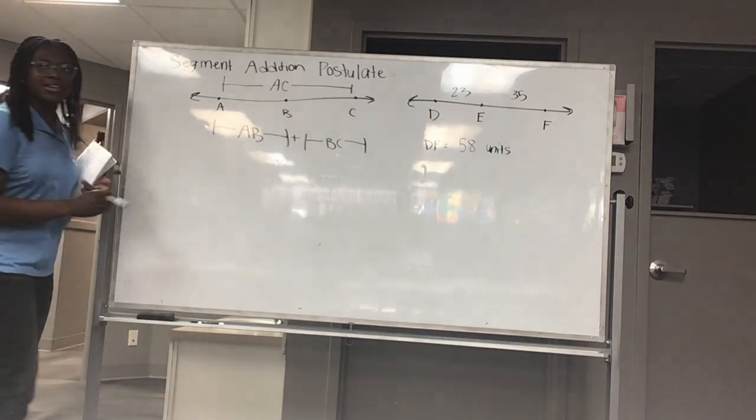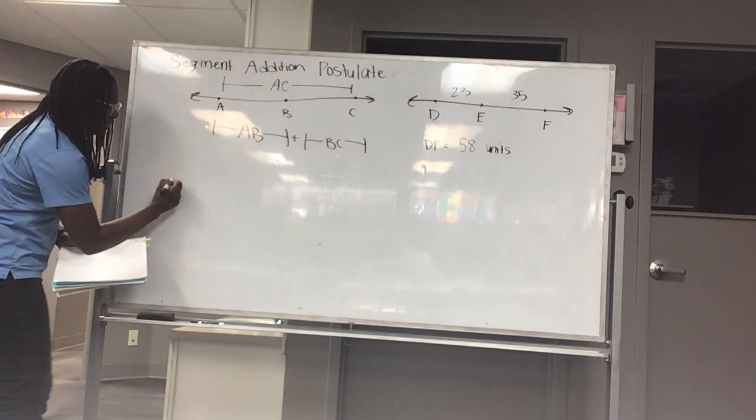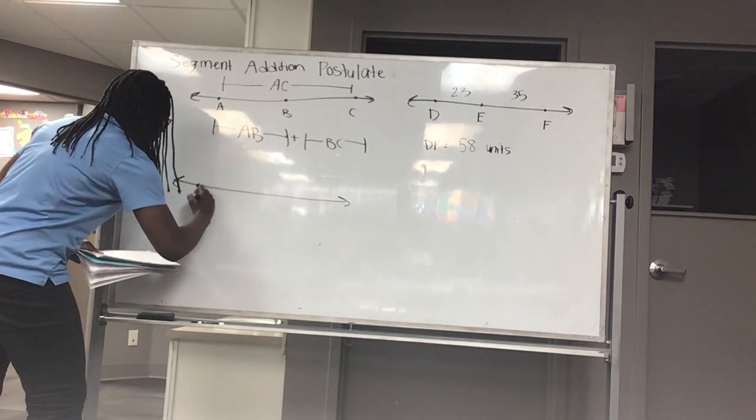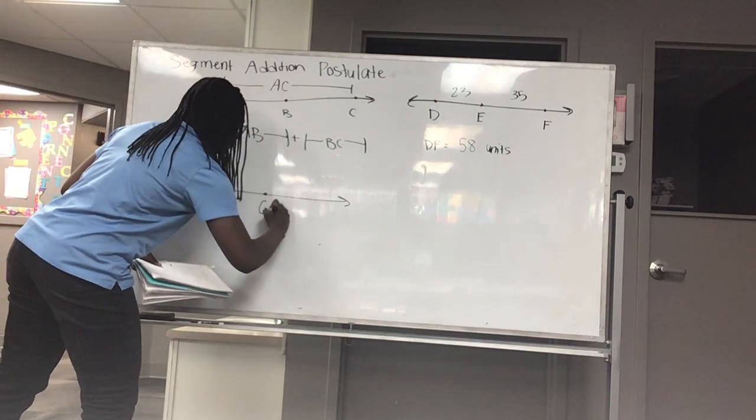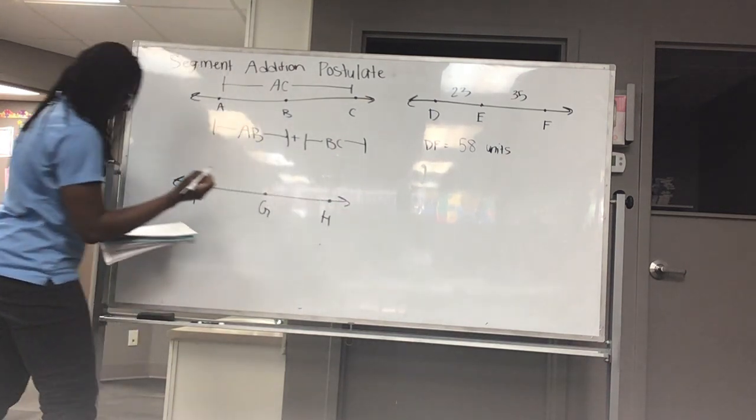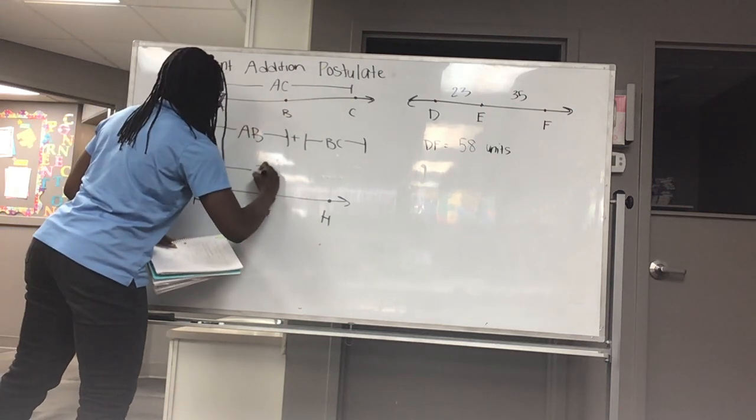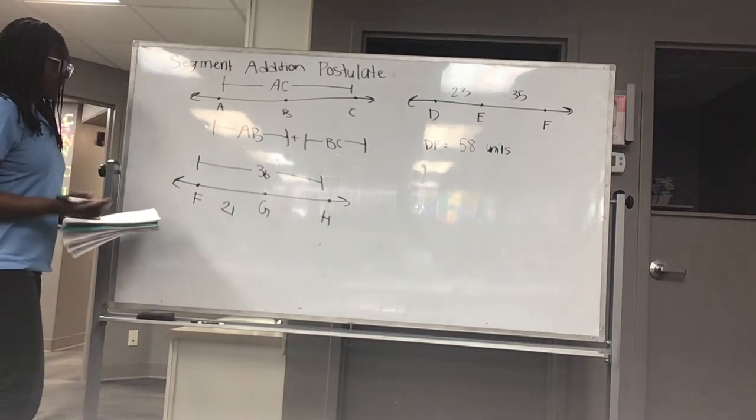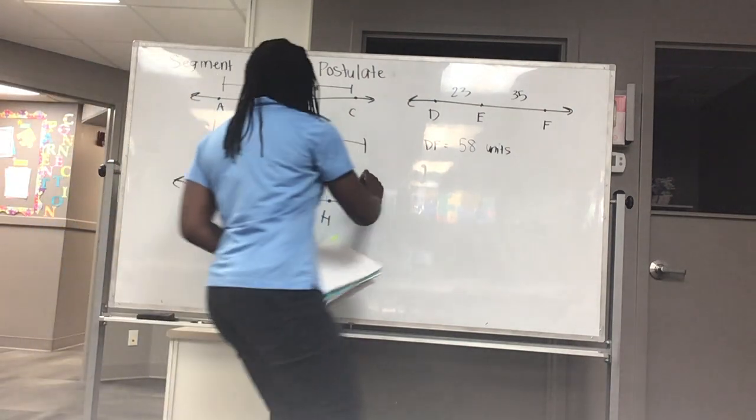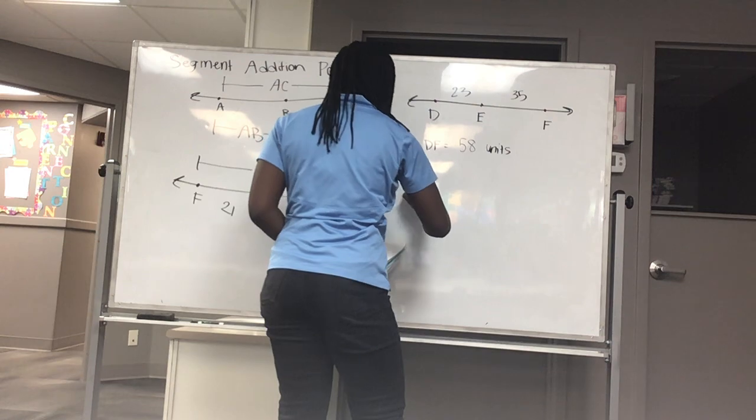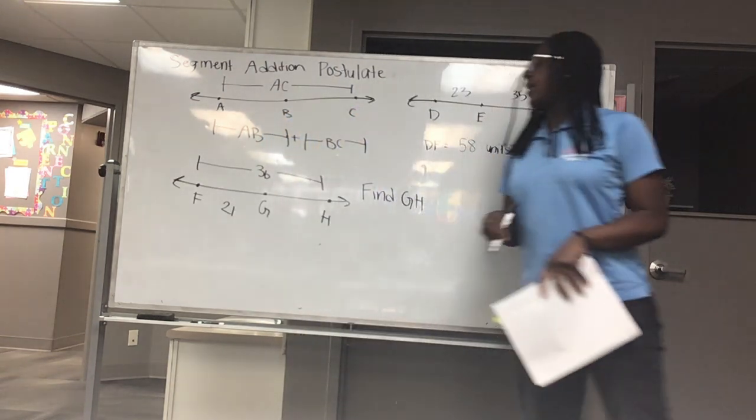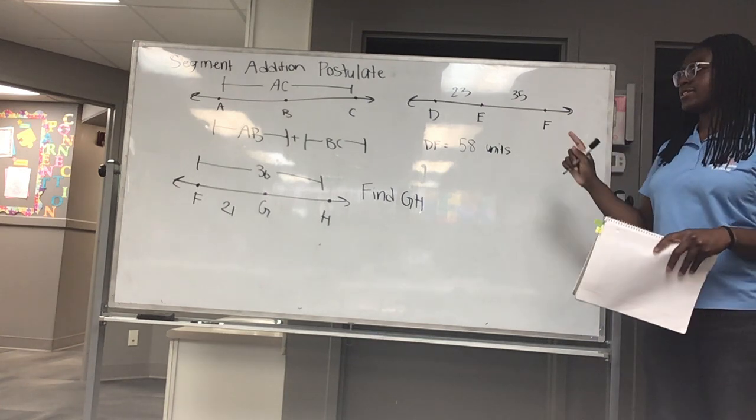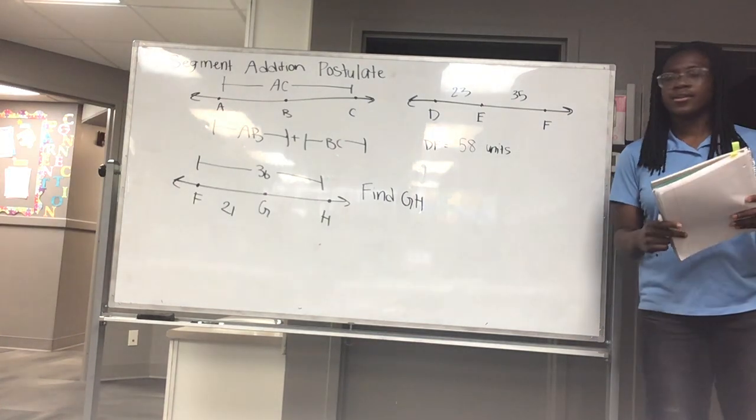If I draw it down here, can everyone see? Okay. So the question is to find GH. I told you that FH is 36 and FG is 21.